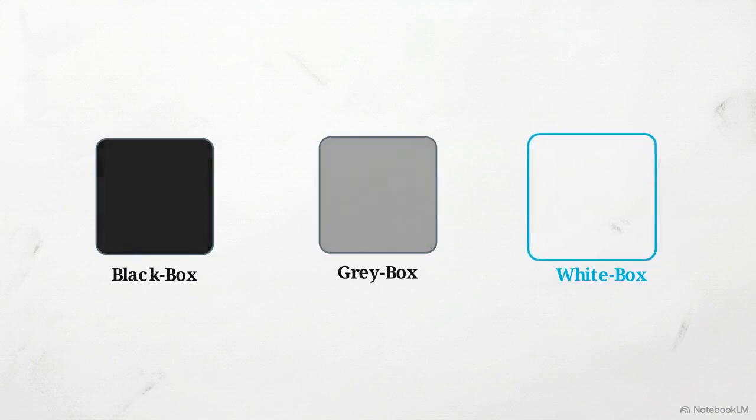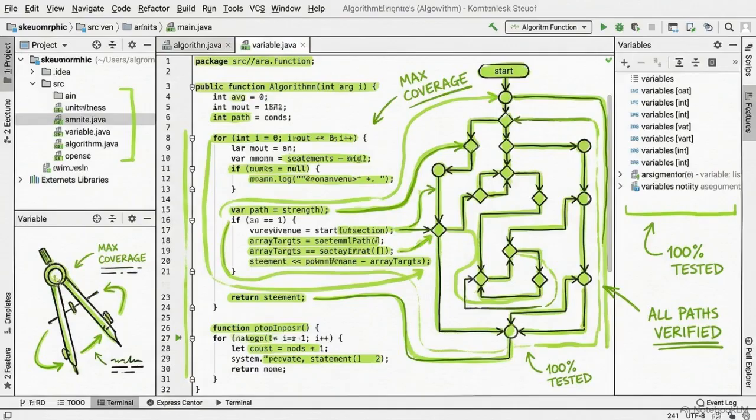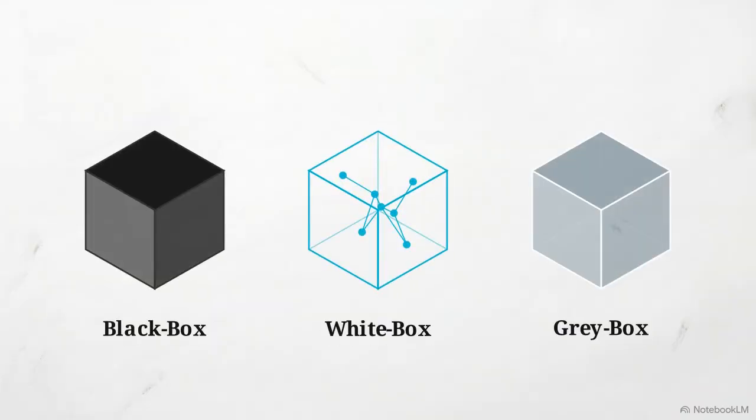White box testing, also called structural testing, is the exact opposite. Here, the tester requires complete access to and knowledge of the internal logic. This method provides maximum test coverage and is essential for optimizing complex algorithms, but it requires highly skilled software engineers and expensive maintenance tools to execute properly.